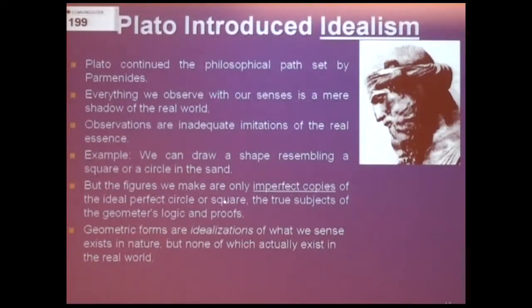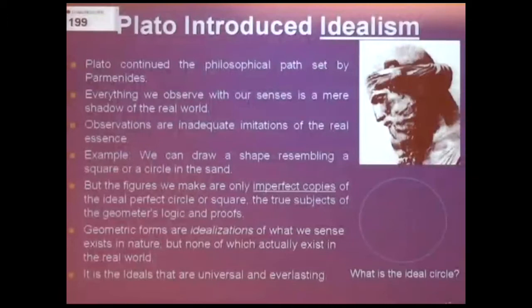But what you do, what you draw, what you make, are only imperfect copies of a real circle. What we're really interested in is not what you draw on the sand, but the idea of a circle. So the geometric forms are really idealizations of what we can make. We can certainly make this picture of a circle, but no matter how accurately we make it, with a pencil, with a compass, etc., this will never be a perfect circle. What we really have to try to understand is, what is a perfect circle?